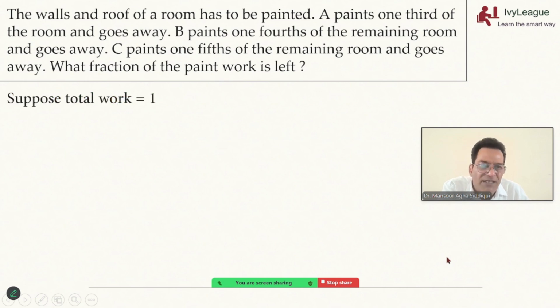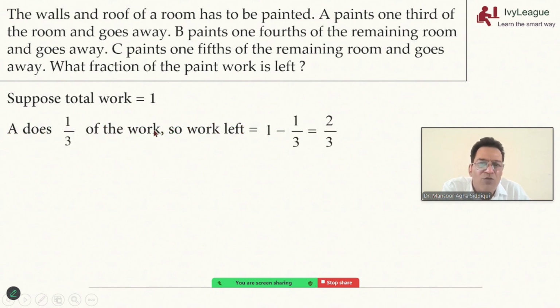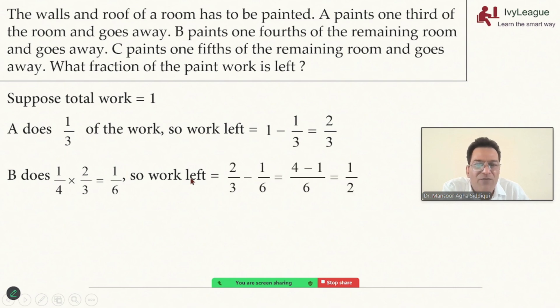So let us first of all look at the method which is taught to us by our school teachers. They always start solving this question by saying, suppose total work is equal to 1, then A does 1/3 of the work. So the work left after A completes his work will be 1 minus 1/3, which is equal to 2/3 of the work. Then B comes and B does 1/4 of the remaining work. So 1/4 of 2/3 is equal to 1/6. So after B completes the work, the work left will be 2/3 minus 1/6, which comes out to be 1/2, half of the work.